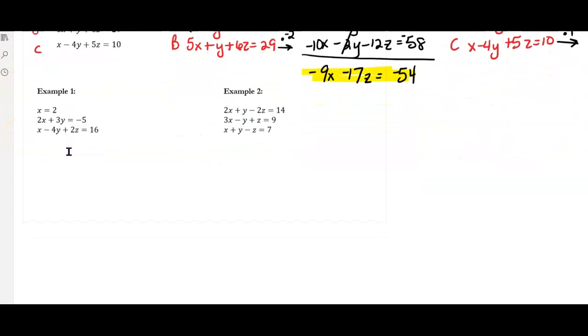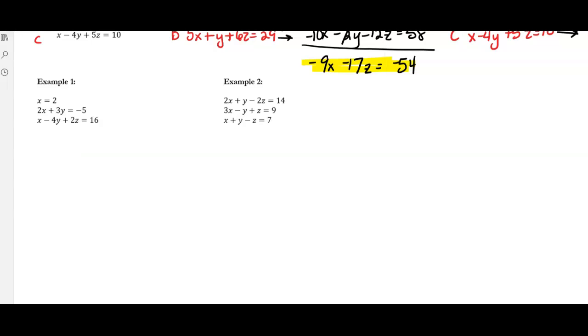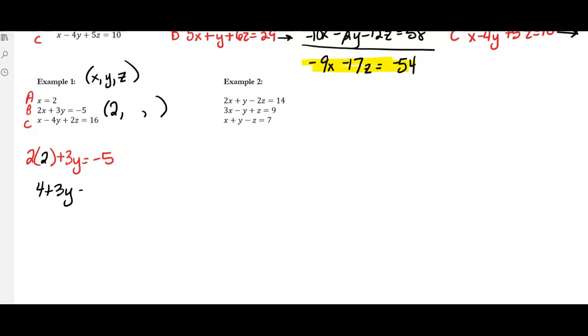Okay, so number 1 is a pretty nice example because I already have one of my answers. When we write our answers, we write them in x, comma, y, comma, z form, or alphabetical order. And so 2, comma, something, comma, something. Well, if you notice right here, label those. Equation B only has two variables. It has x, which I already know what x is, and then the y. So since x is 2, I'm going to plug that in, and I get 4 plus 3y equals negative 5.